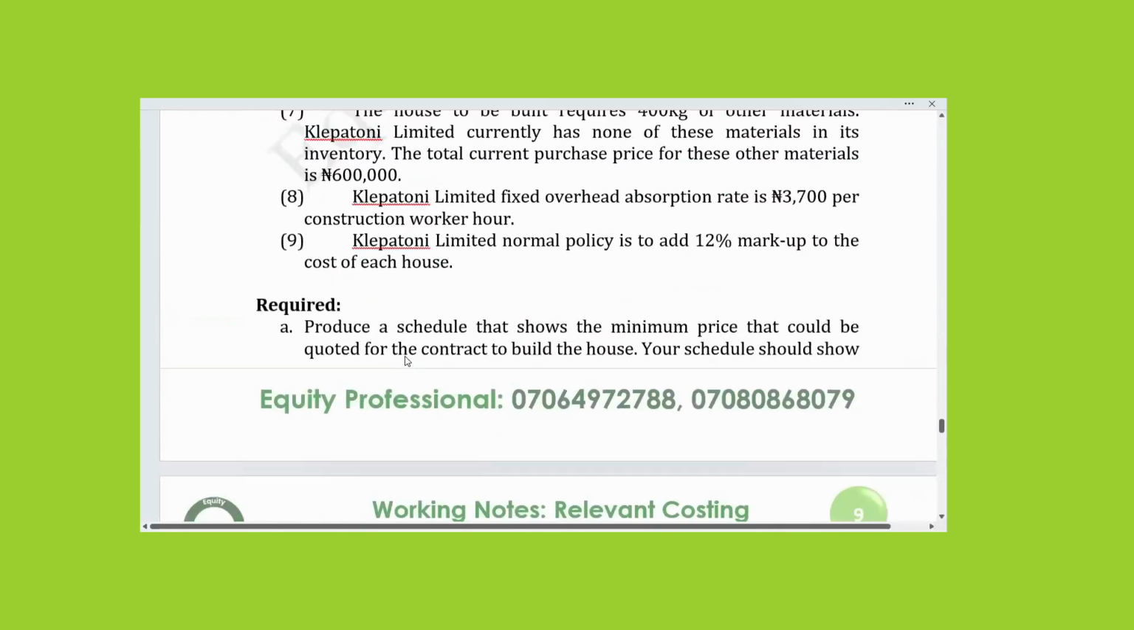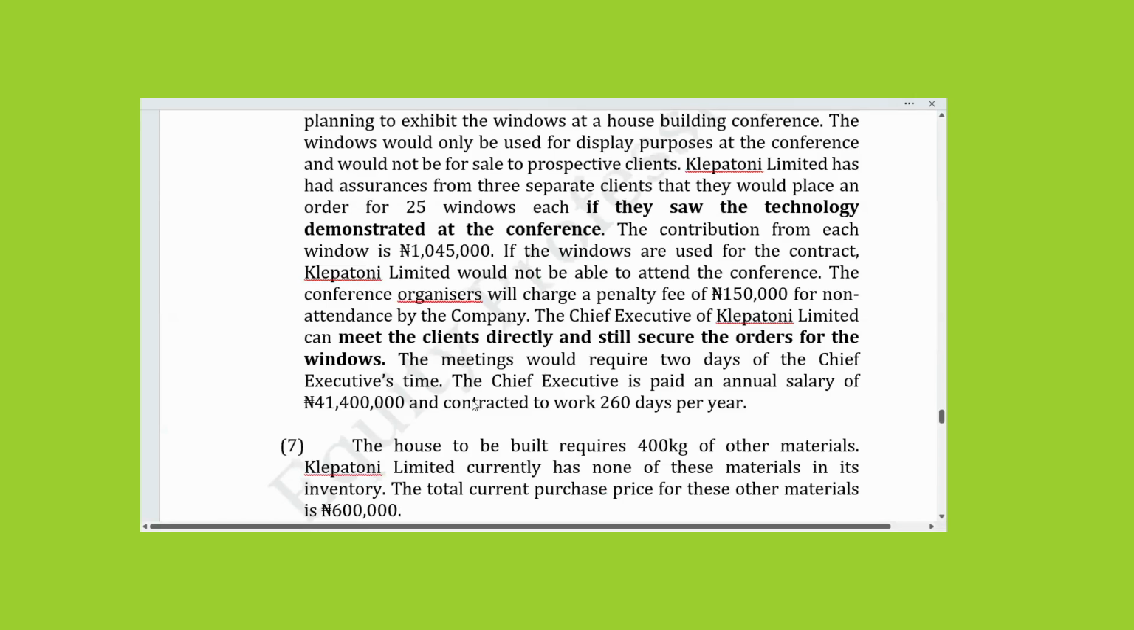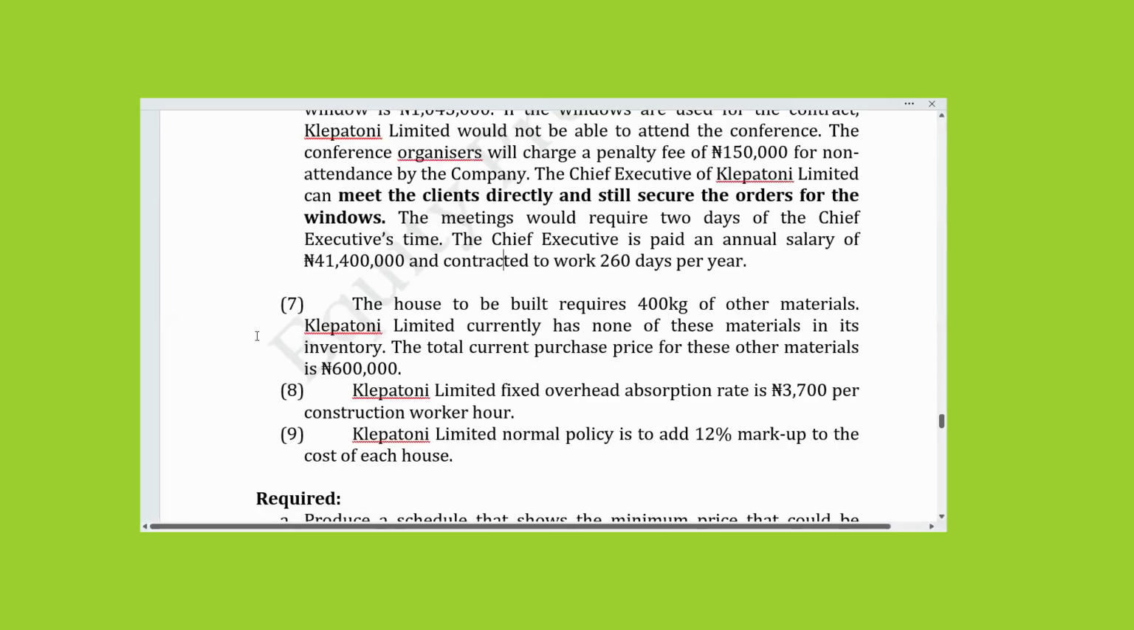We go back again, still on the same paragraph. You're also told that the meetings will require 2 days of the chief executive's time. The chief executive is paid an annual salary of 41,400,000 naira and contracted to work for 260 days per year. Of course, that information is irrelevant. The salary paid to the chief executive is a fixed cost. Any fixed cost is irrelevant cost, so you have to ignore it. All right, so that's not relevant. Next item.